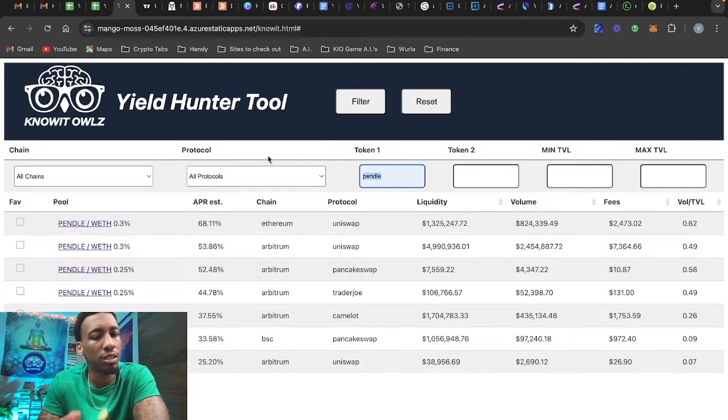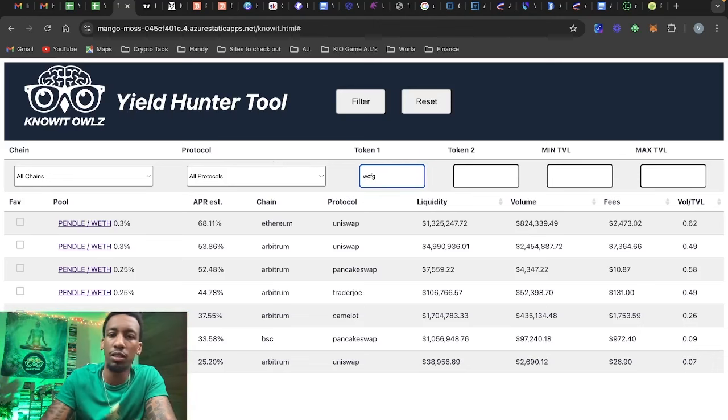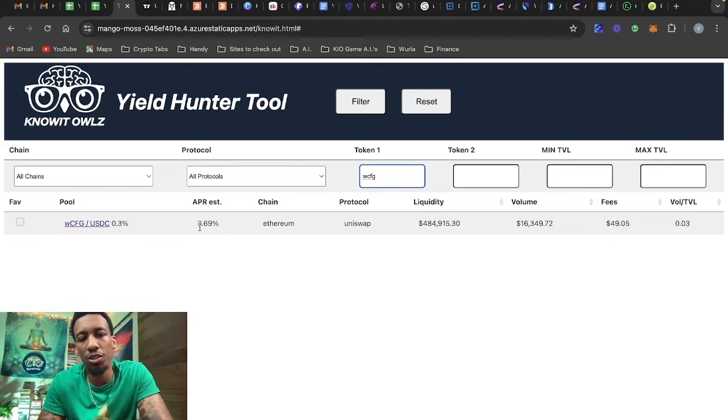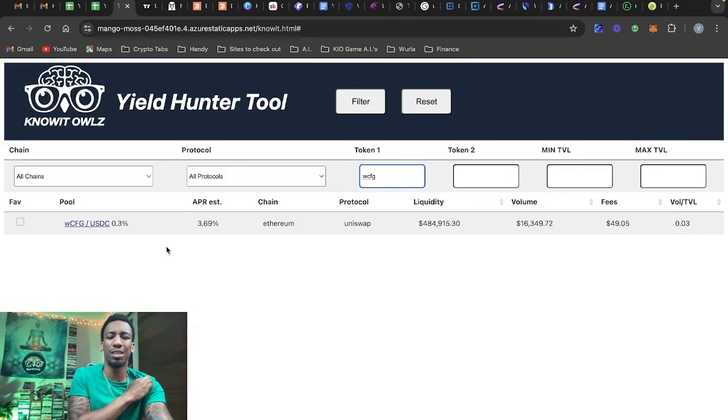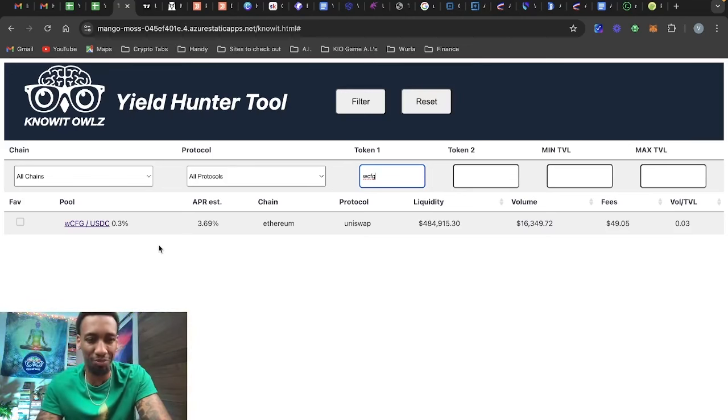But like I said, sometimes it doesn't make sense to provide liquidity for a token you're bullish on. I'll give you a perfect example. I'm really bullish on Centrifuge. So let's say I want to get a yield on Centrifuge. I type in wrapped CFG, that's the ticker. I hit enter, and you can see here that the APR is only 3.69 and the volume to TVL ratio is only 0.03. So that's pretty shitty. It's not worth it. 3%, I can get more than that holding a treasury bond for way less risk.